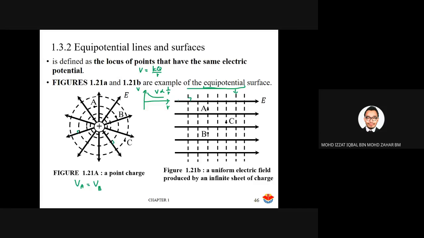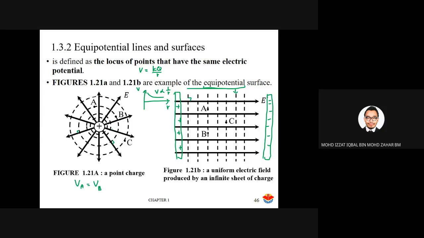This is actually an example of a uniform electric field. If you want to have a uniform electric field, normally you will have two metal plates. I draw it on top of the diagram because it doesn't fit here. So let's say I have two metal plates, this one is a positive plate, this one is a negative plate. Then only I can have a uniform electric field.